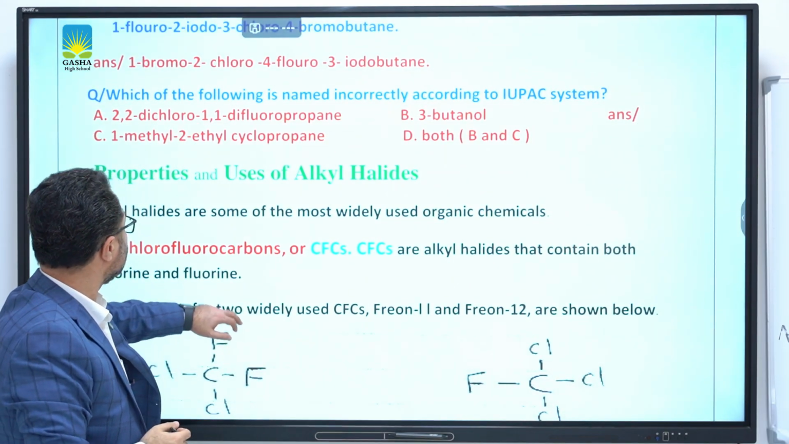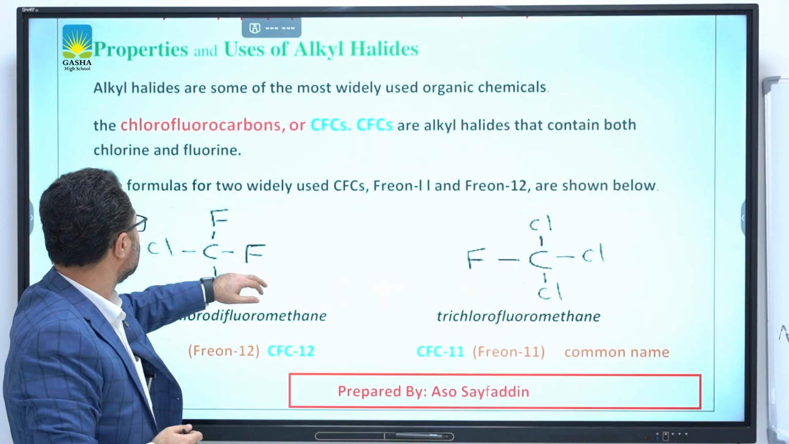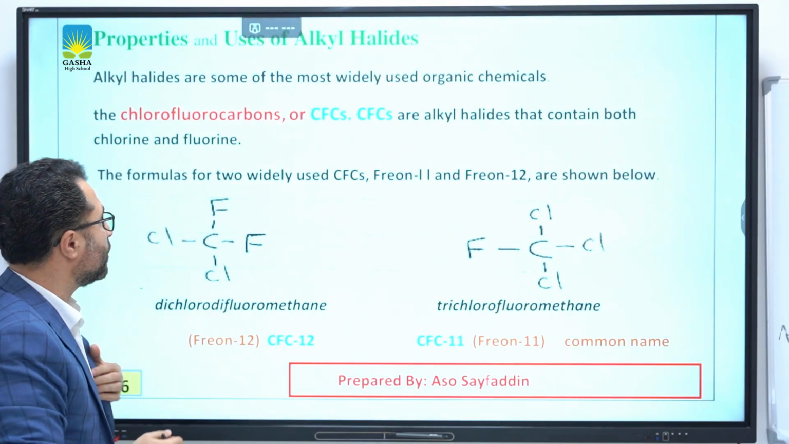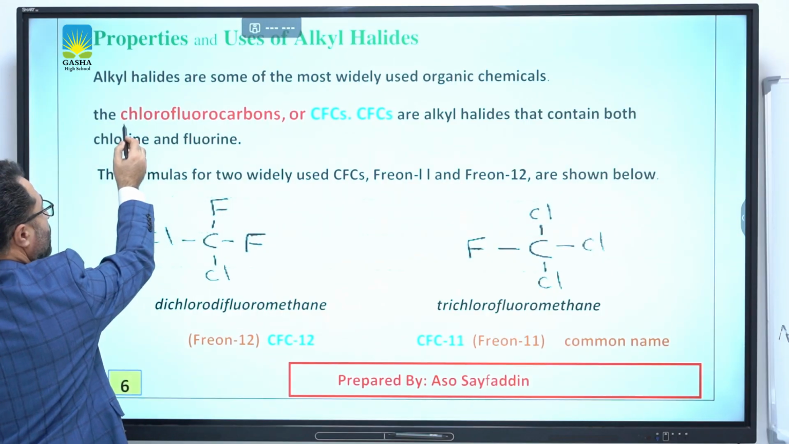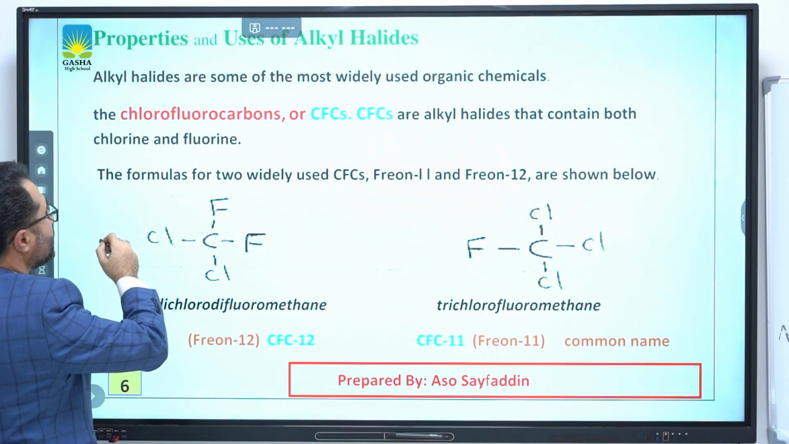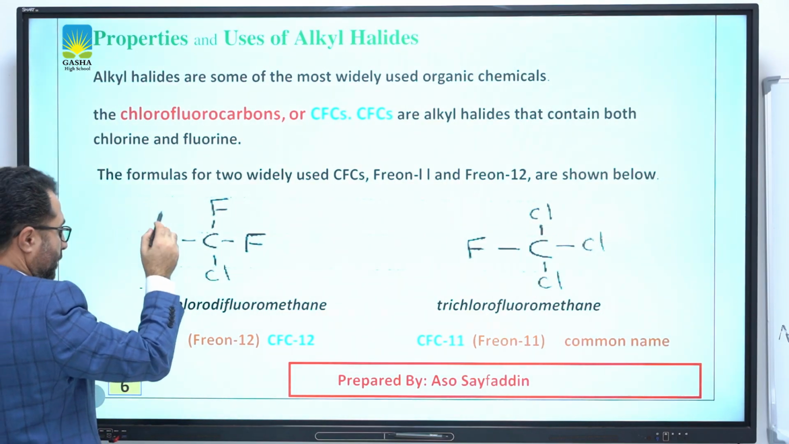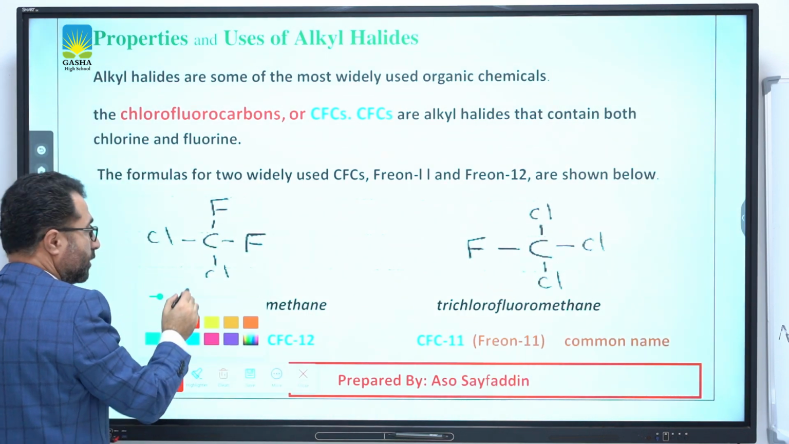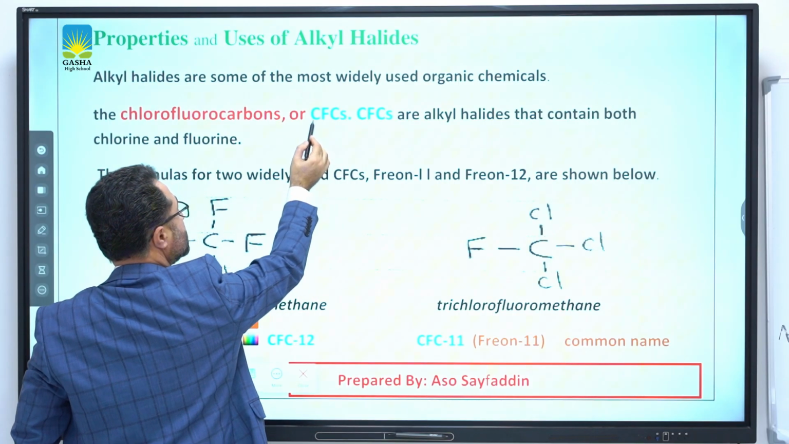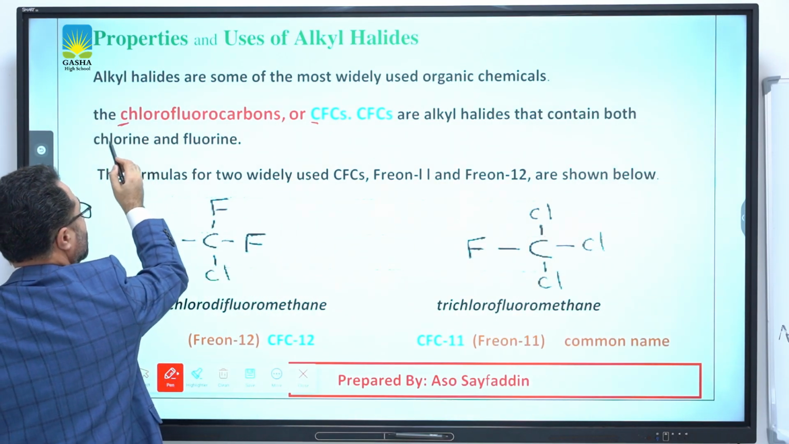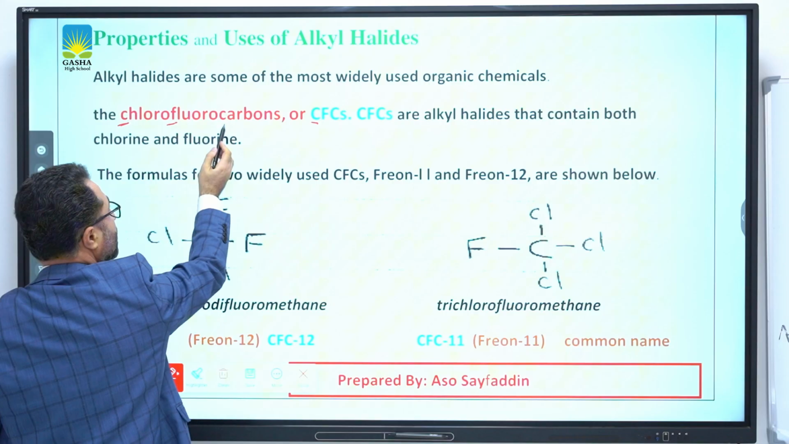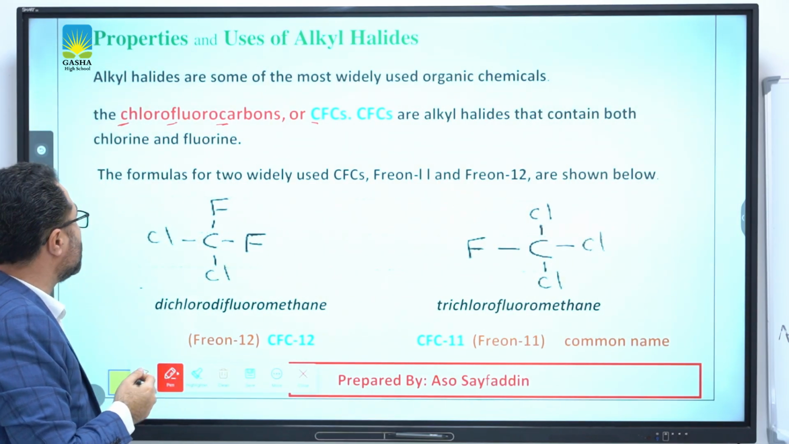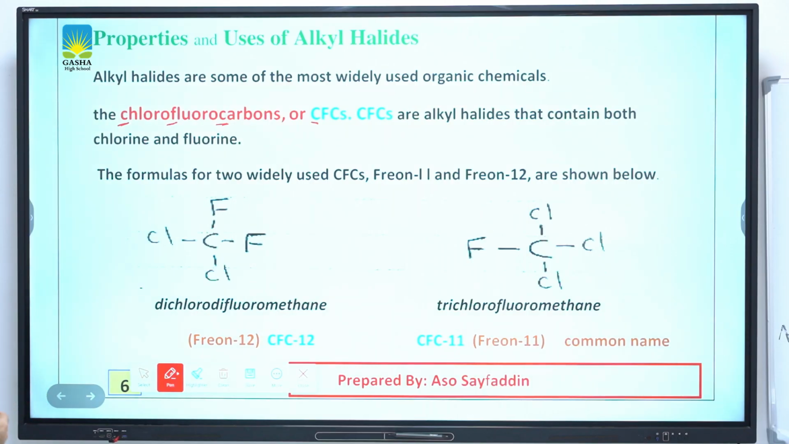The property of alkyl halide, we have CFCs. CFCs is a shortcut for chlorofluorocarbons compound. Yani we have many shortcuts. Be careful. The first one is CFC. C, yani chloro, F, fluoro, carbons compound. CFCs are alkyl halides that contain both chlorine and fluorine gas.